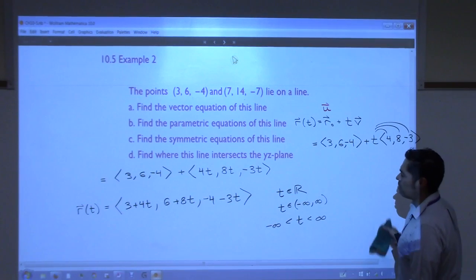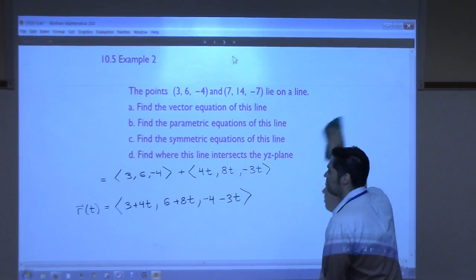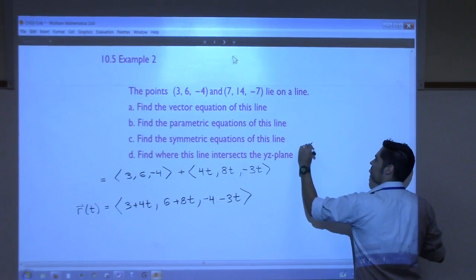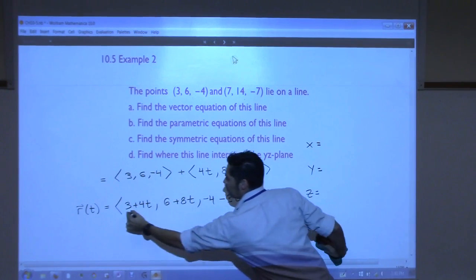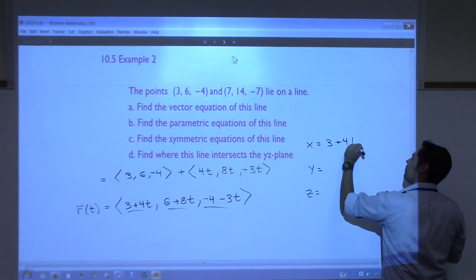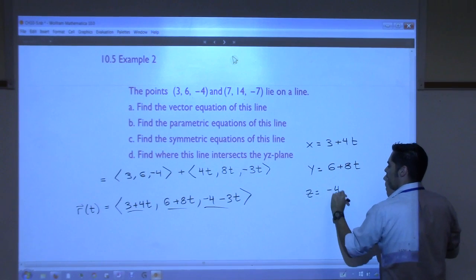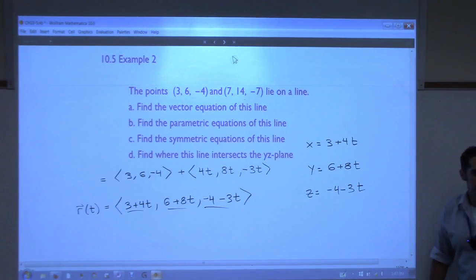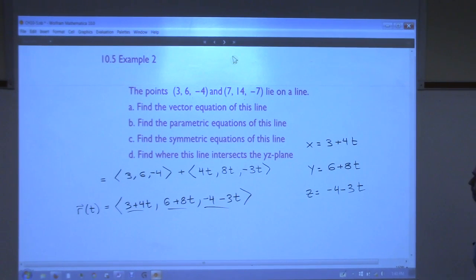Part B, find the parametric equations of this line. This part's easy. There's no math to do here. You just write down x, y, z, and you just write down the three component functions right here. They are 3 plus 4t, 6 plus 8t, and negative 4 minus 3t. And we're done. You could say for all t, but I kind of stated that already, so I guess we won't restate it.